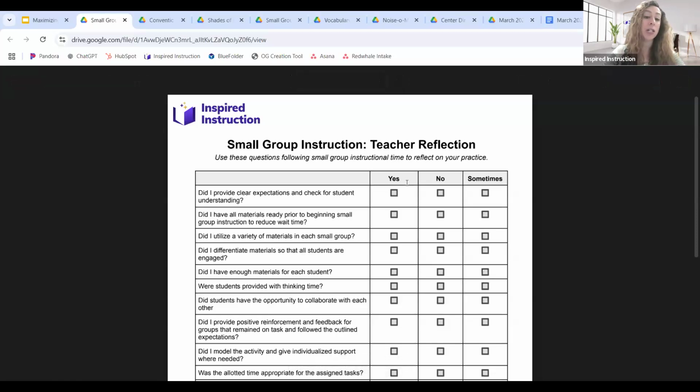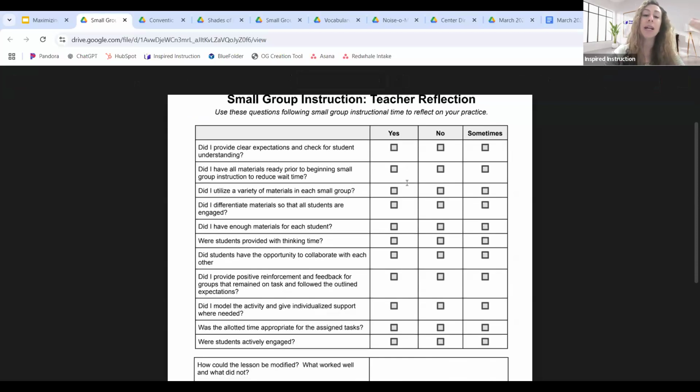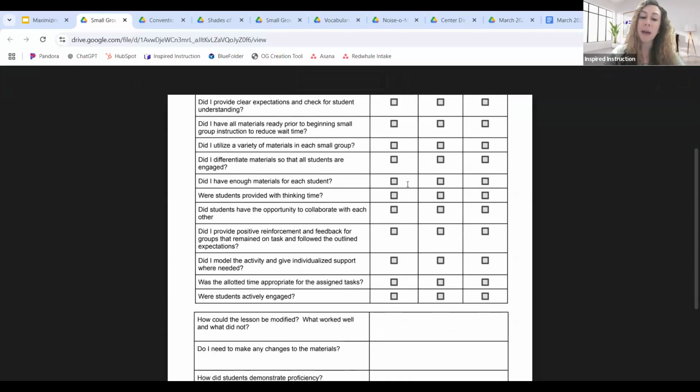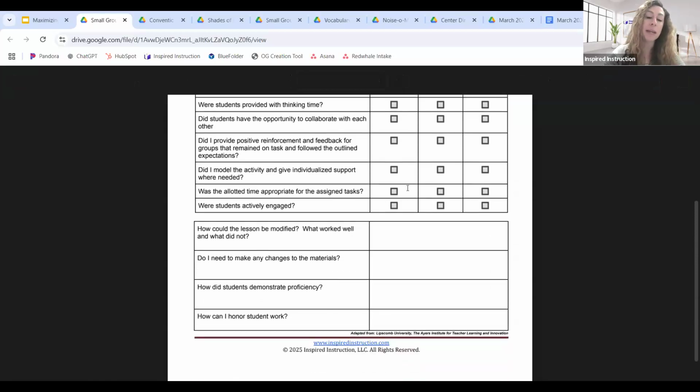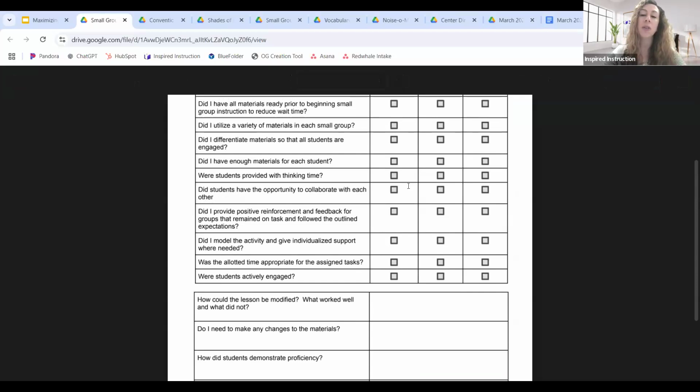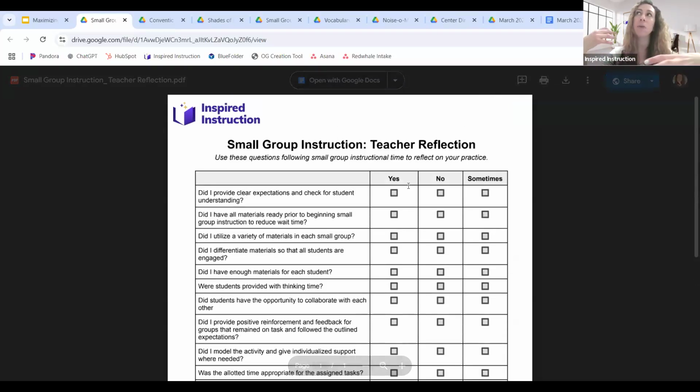Did I give clear expectations? First, did I have enough materials? Did I differentiate? Did I provide feedback and reinforcement? Were students engaged? Was the time I allotted appropriate? Were students given thinking time? Do I need to make any changes? How are students demonstrating proficiency? How can I honor their work? So there are just some great questions to help you get those juices flowing a little bit and think about what just occurred and how you can improve and refine for the next time that you are conducting small group instruction.